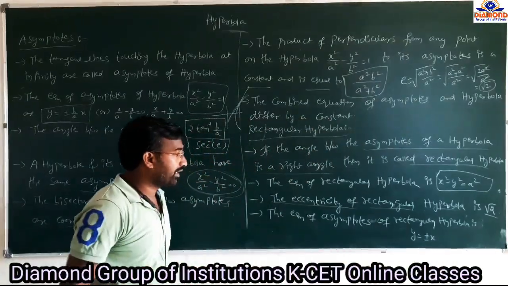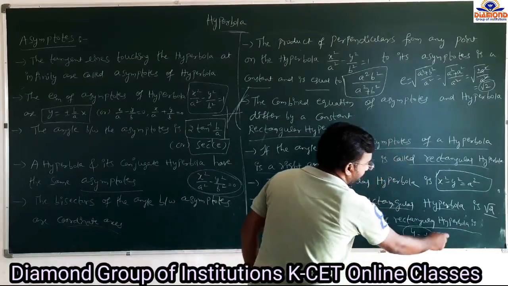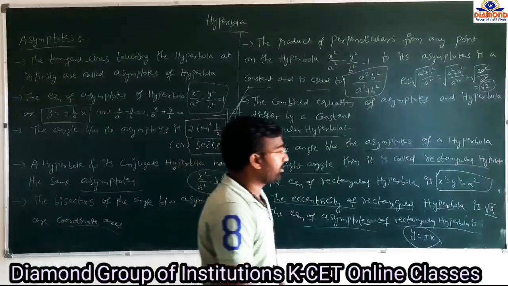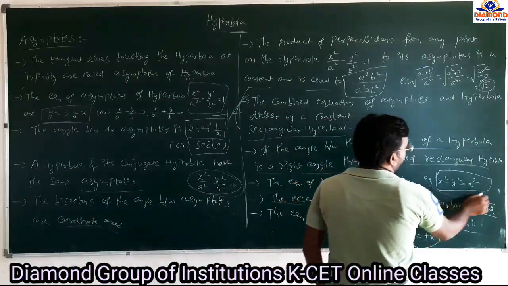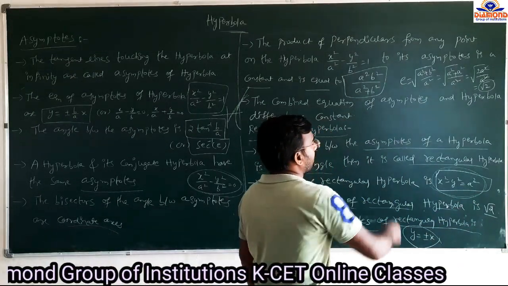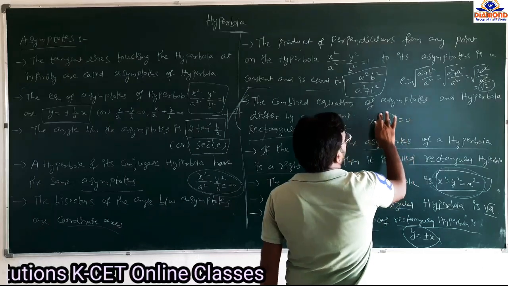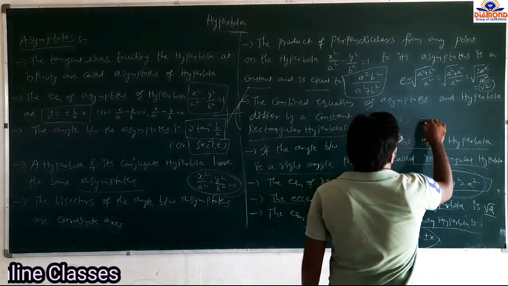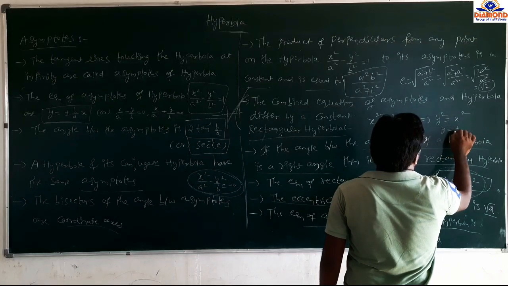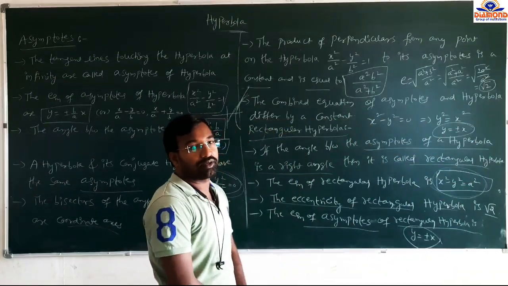Next, the equations of asymptotes of the rectangular hyperbola is y equal to plus or minus x. Why? Because the rectangular hyperbola equation is x square minus y square equal to a square. So for asymptotes you can take x square minus y square equal to 0. So this indicates y square equal to x square. So y equal to plus or minus x. That is the equation of asymptotes for the rectangular hyperbola.